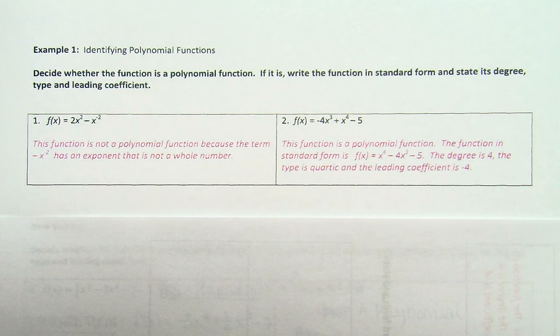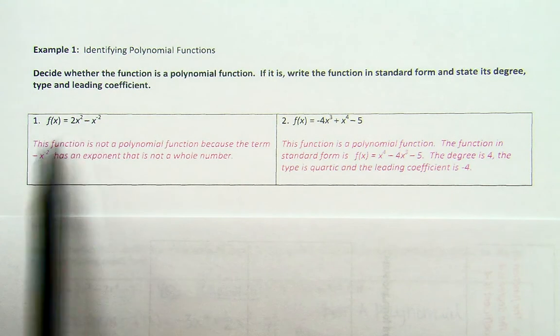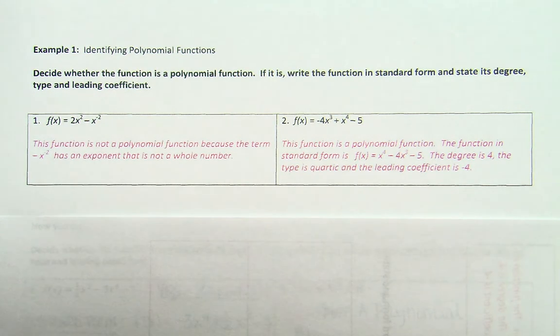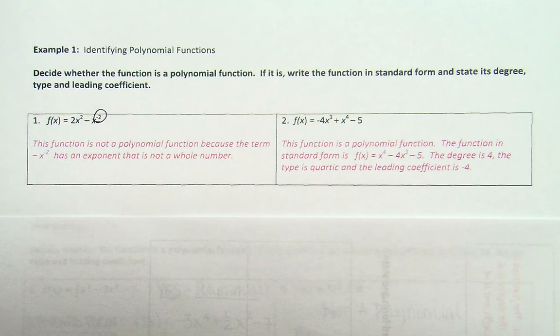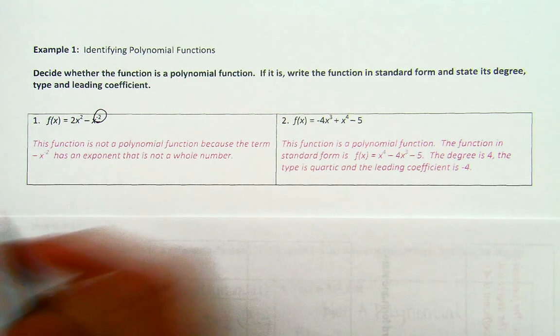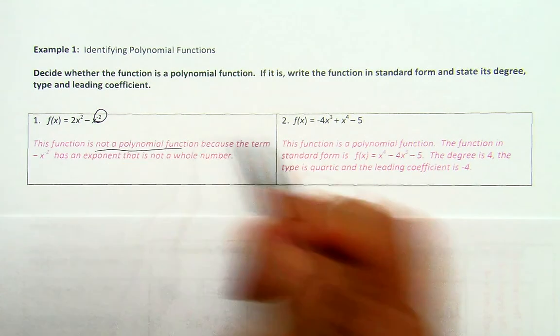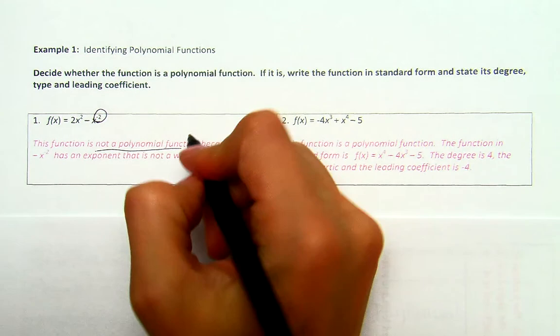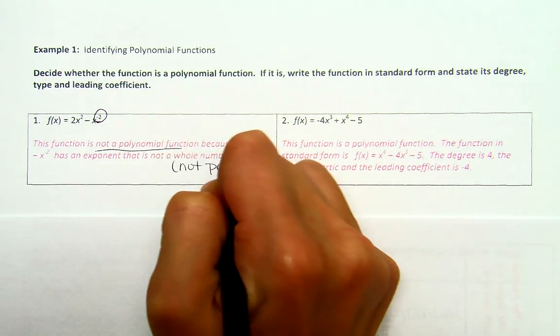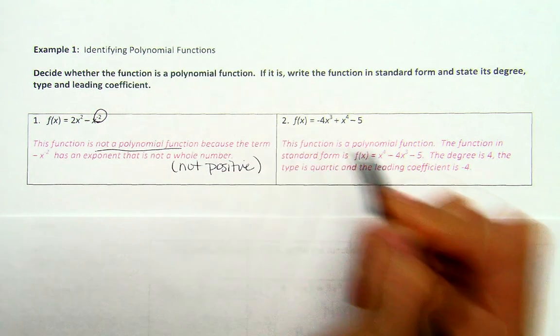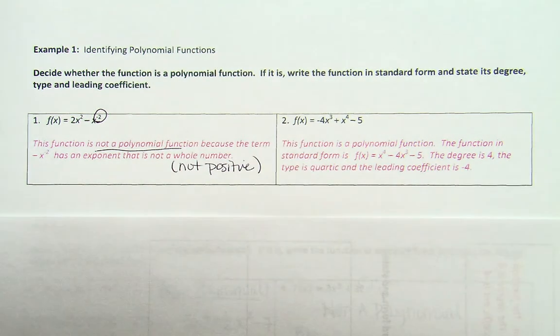So in number 1, we have f of x is equal to 2x squared minus x to the negative 2 power. In this case, because you have an exponent that is negative, so it's not a positive whole number, we know that this is not a polynomial function. It is a whole number, but it's not positive. So if it's not positive, we do not have a polynomial function here.